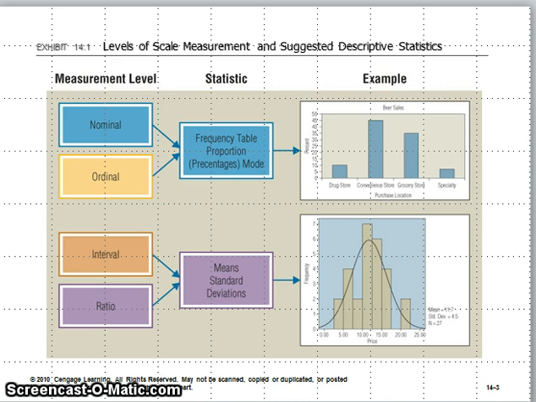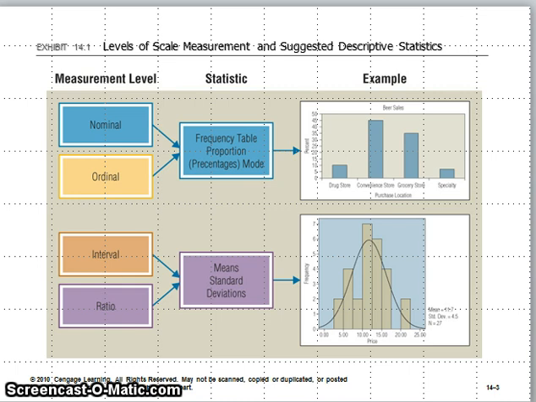If you take a look at Exhibit 14.1, Levels of Scale Measurement and Suggested Descriptive Analysis, you can see measurement level, nominal and ordinal, goes into the statistic of the frequency table and proportion, and ends in your example on the right, in which they're conducting a study of beer sales. You can see that beer sales occur in approximately 10% of drugstores, a very high percentage of convenience stores, secondly grocery stores, and I'd say the smallest amount is specialty stores.